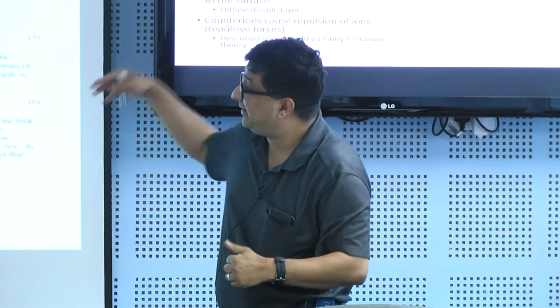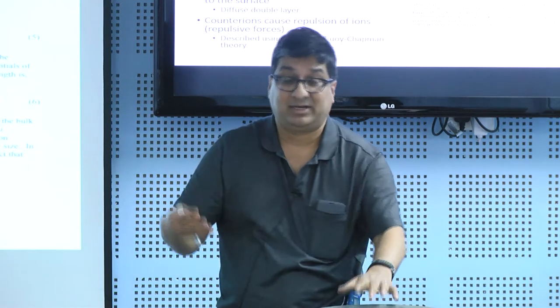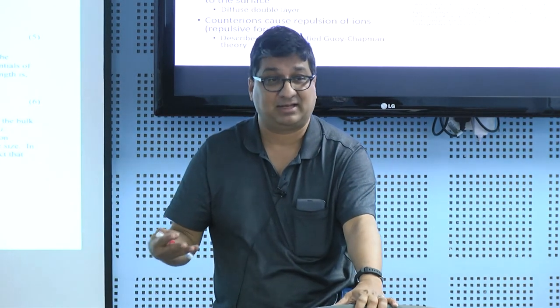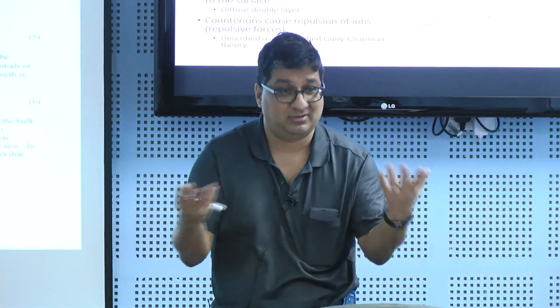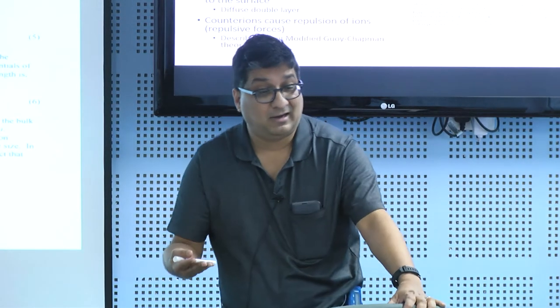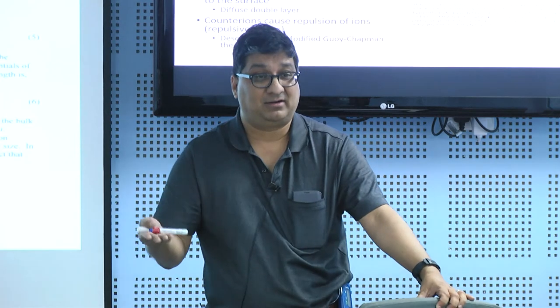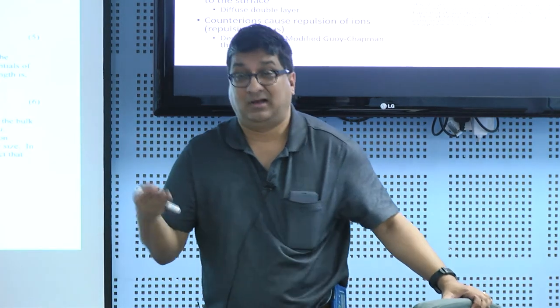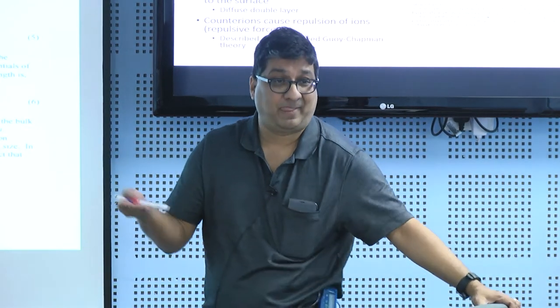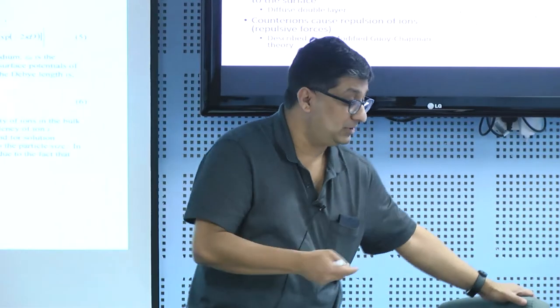So when the electrical double layer forms, we tend to have stable solids, which means they're dispersed as opposed to being agglomerated. We have to overcome this barrier of the electrical double layer if we want to do filtration. Otherwise we can't filter this out.